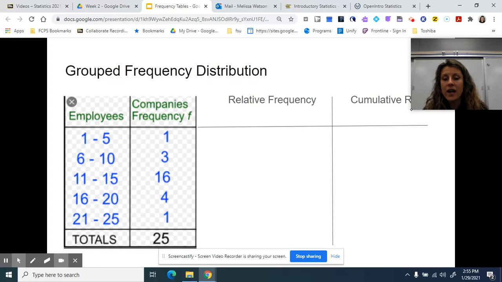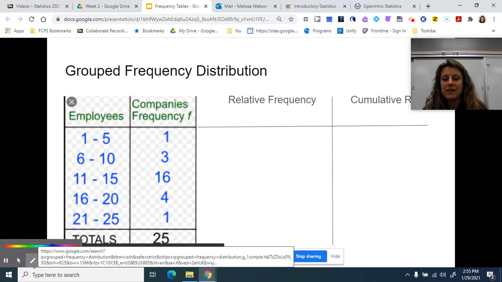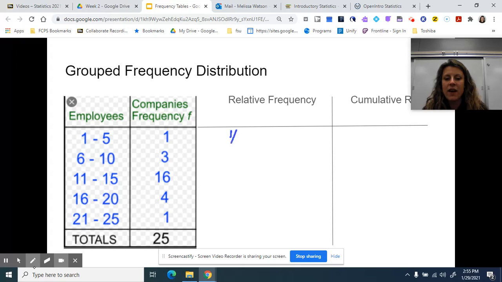Okay, so we could still find a relative frequency. For this, we would take each frequency and divide by the total, which they were nice enough to add together for us to get 25 companies. So I would take 1 divided by 25 here, 3 divided by 25, 16 divided by 25, 4 divided by 25, and again, 1 divided by 25. Technically, you could represent those as fractions, decimals, or percentages. Most of the time, we do see decimals, though.